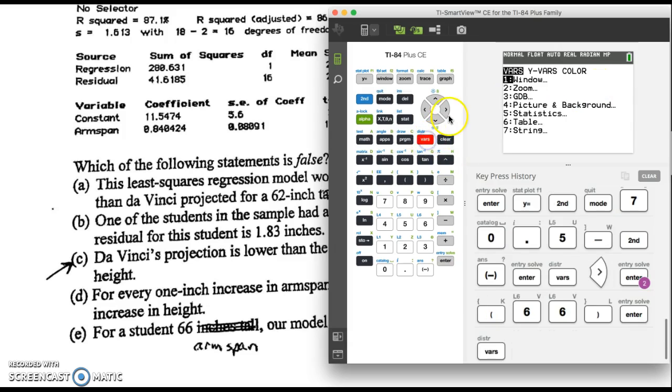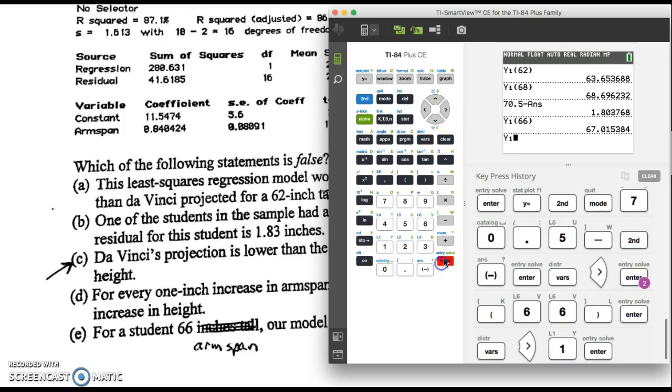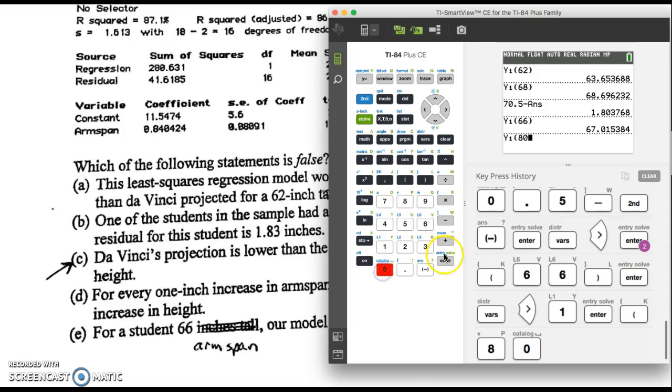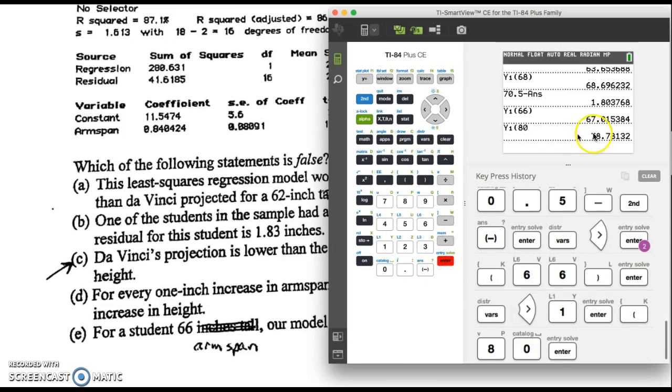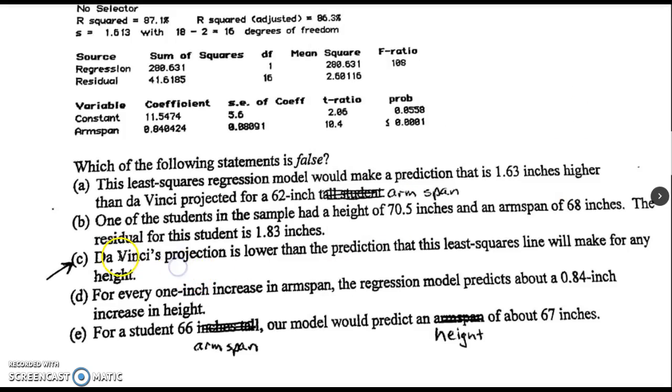But what if we continue increasing the height? Let's just do a really tall person. Let's try 80. Oh, look, now it's less. He would have predicted 80 if the arm span is 80, the height is 80. But now this predicts that the height will only be 78. So sometimes the prediction is higher, and sometimes the prediction is lower, which means C is false.